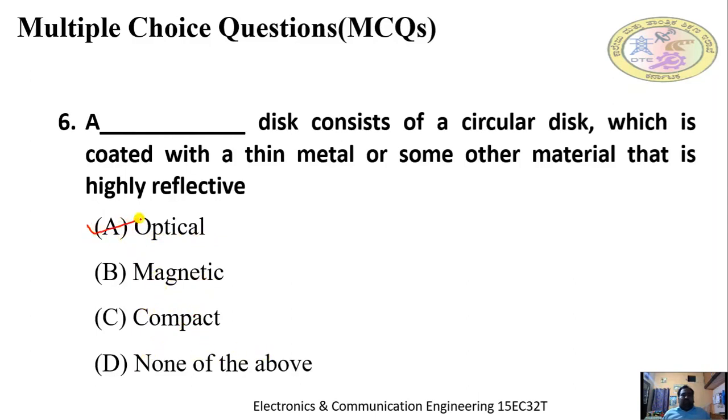The optical disc, in construction, is made up of three layers. The base is made up of a plastic layer. On that, a thin aluminum metal or some other material which is highly reflective in nature is coated. On the top of it, lacquer is coated. This is regarding the construction of the optical disc.